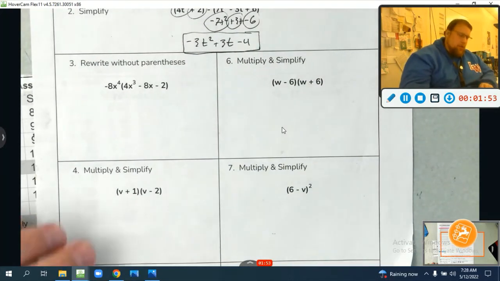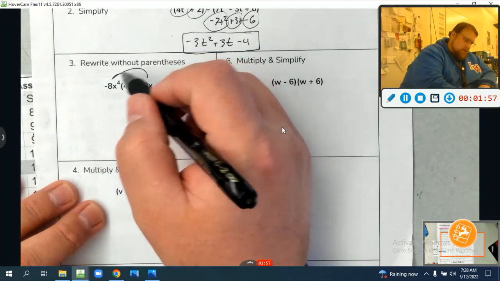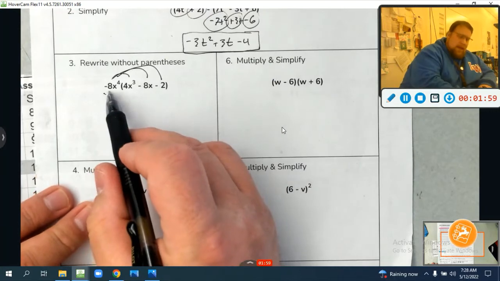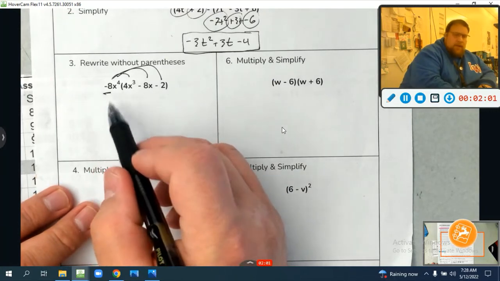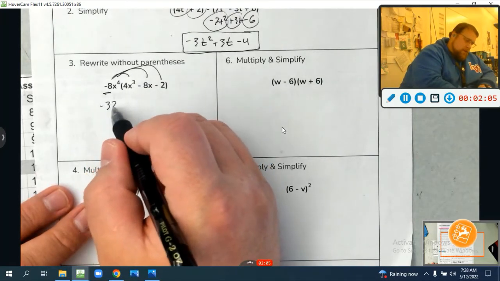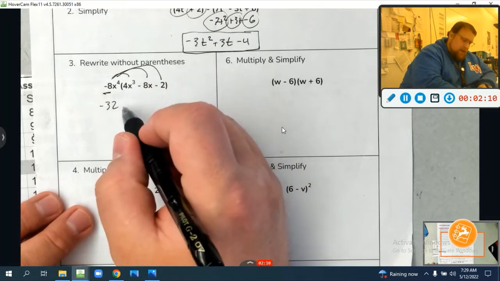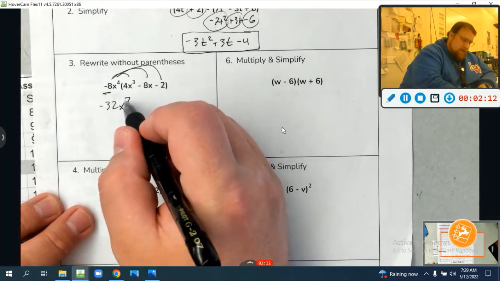All right, now we're going to rewrite this without parentheses, which just means we're going to distribute it, guys. Let's distribute it. Now you got to remember that negative. Please don't forget the negatives, guys. I see that happen all the time. -8 times 4 is -32. X to the 4th times x to the 3rd, I'm going to add those, right? So that's going to be x to the 7th.